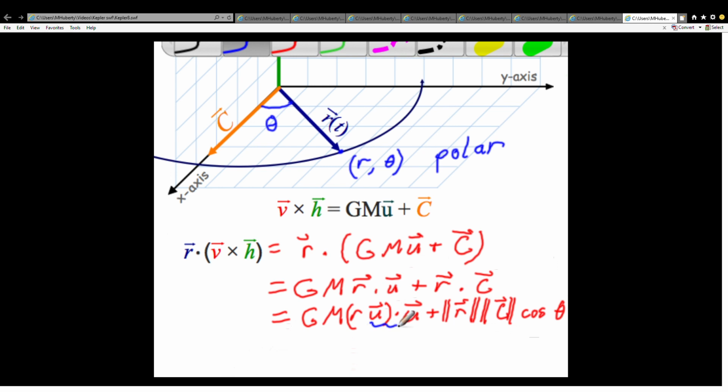So, a couple things we can simplify now. First of all, u dot u, you're taking a unit vector dotted with itself. It's 1. Nice. And so let's just rewrite this. We now have GM times the magnitude of r plus the magnitude of r times the magnitude of c times the cosine of theta.